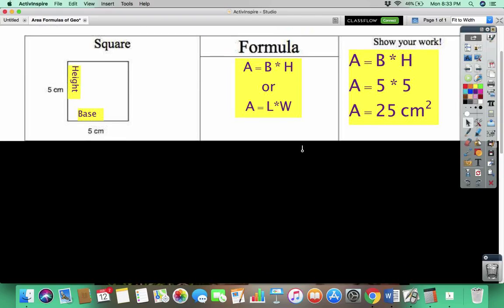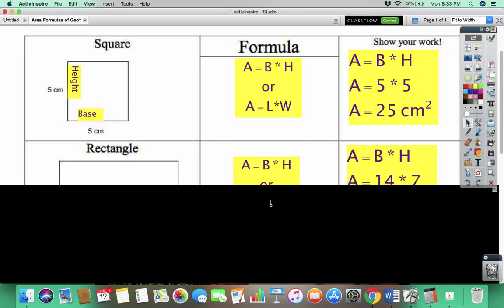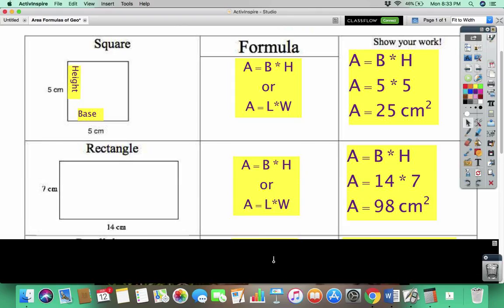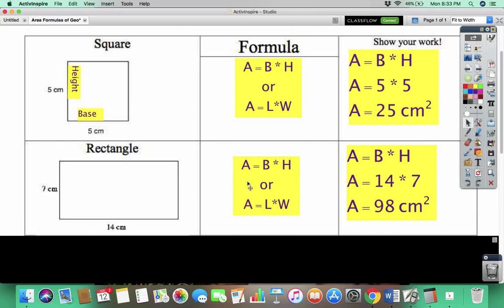The next one on your sheet should be the rectangle. And guess what? It's essentially the same. Okay, so you've still got area equals base times height, or you can say length times width. You'll still want to label your base and your height because you guys are new at this. So here's the base, it's like the bottom, and then your height goes straight up from the base to the topmost point of your shape.